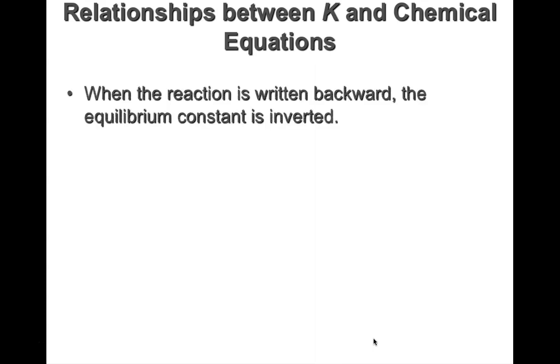Okay. All right, so a couple of relationships regarding the equilibrium constant and chemical equations, kind of manipulations, if you will. Obviously, when a reaction is written backwards, the equilibrium constant is inverted. It's just the reciprocal. So you have to know how it's given originally in the problem, and then if they reverse it later on, then you know it's the reciprocal of your actual number.